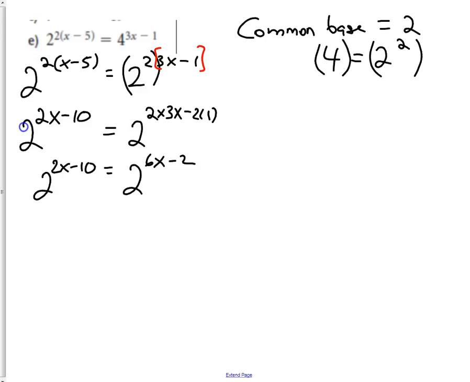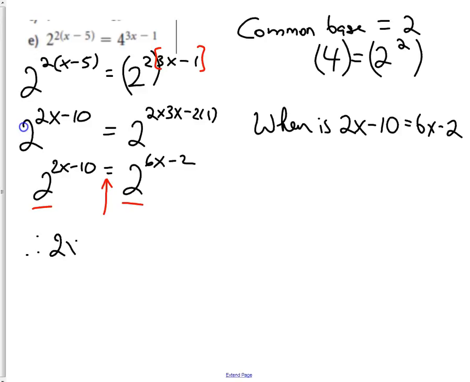So the question is, when is 2x subtract 10 equal to 6x subtract 2? Okay, so I now have a common base, common power, they're equal, common exponent. So from that point, I can therefore say 2x subtract 10 equals 6x subtract 2. I'm going to collect all my x's on the right side this time and my numbers on the left, and I'll do this all at once. So I'm going to subtract 2x from both sides, and I'm going to add 2 to both sides.